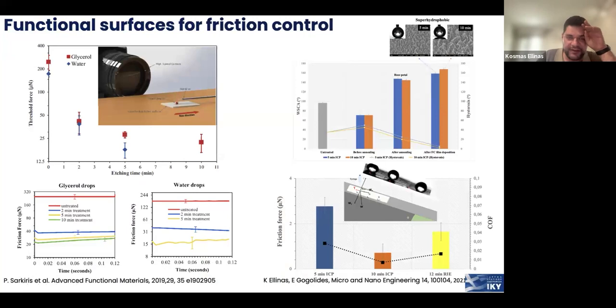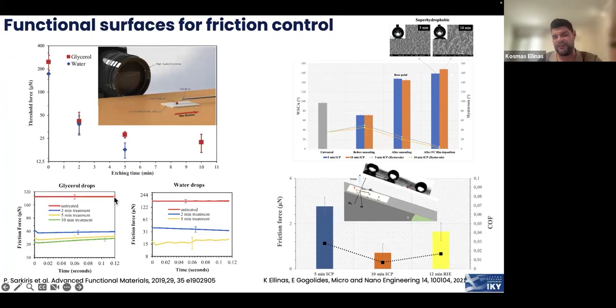Other applications of interest, using, again, the same starting point, which is the wetting control, is the friction control when liquids move on this kind of surfaces. So in these two publications, we showed that if we use a super hydrophobic surface that is really robust, even if we use a very viscous liquid like glycerol, the drops of glycerol could easily be moved with minimum, let's say, force applied on them on this kind of surfaces.